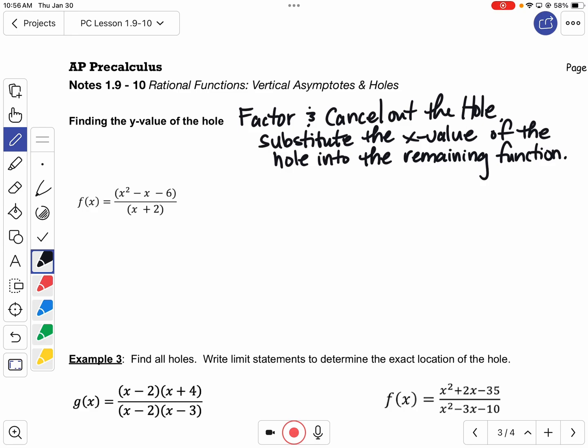Okay, so we factor and cancel our hole, let it be gone. And then we're going to substitute. We're going to take that x value where the hole's at and plug it into what's left. What we're doing there is actually evaluating a limit.